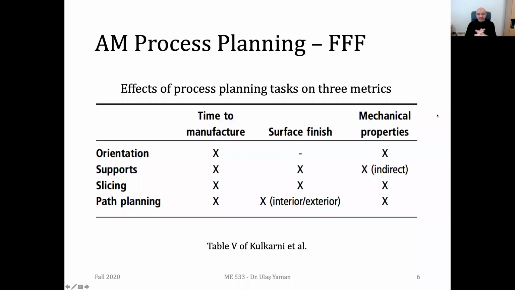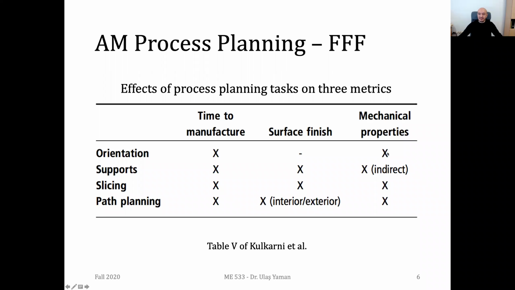So let's discuss some parameters, their relation to the surface quality, mechanical properties, and manufacturing time. If you remember from the previous slide, we said that the orientation of the part to be manufactured is important, the amount of support is important, the slicing thickness, the path planning. These are quite important steps in process planning in fused ceramic fabrication.